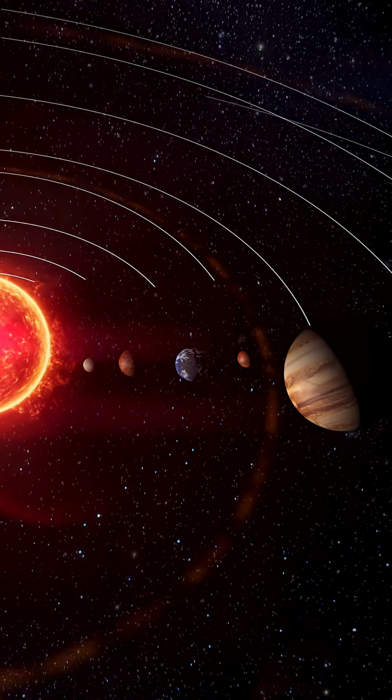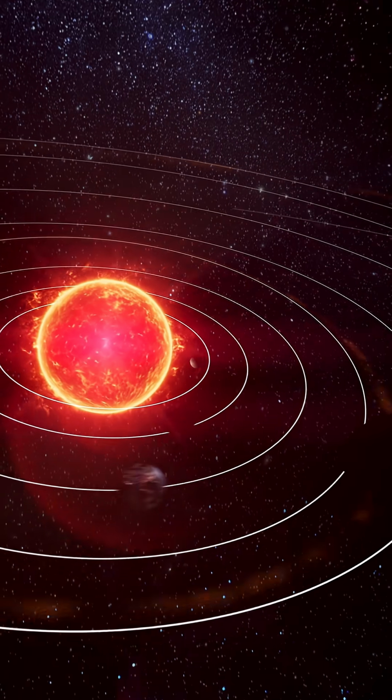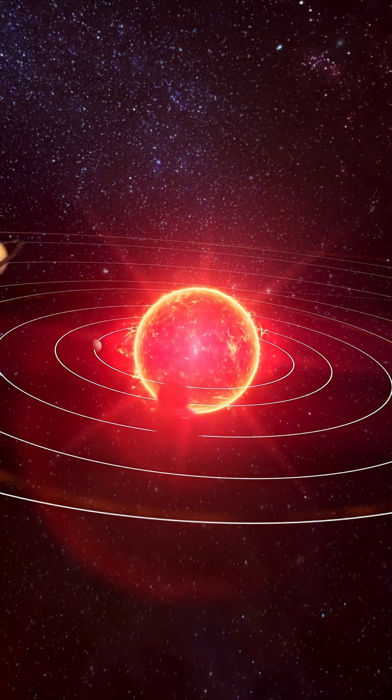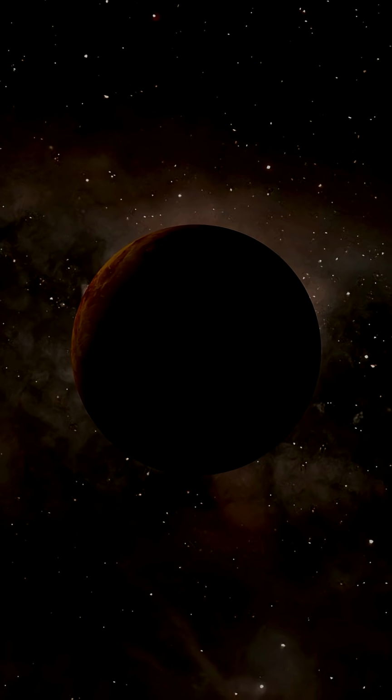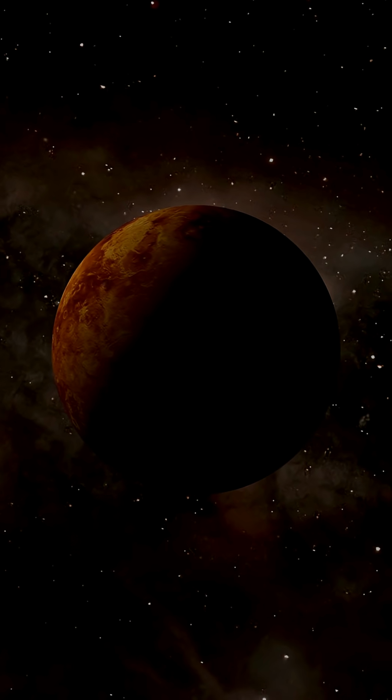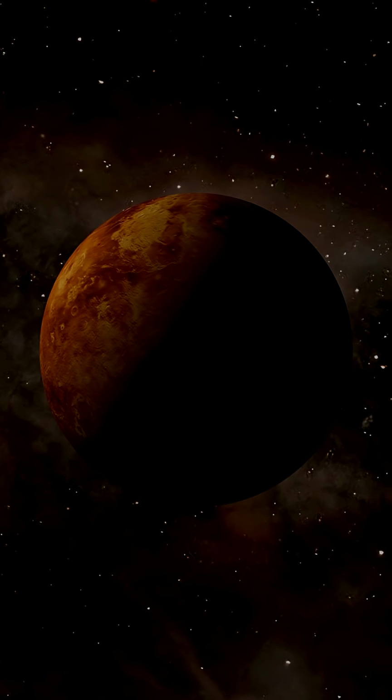The atmospheric pressure is around 90 times greater than on Earth. It would feel like having an entire ocean pressing down on you. And the clouds? They're made of sulfuric acid. The acid rain evaporates before it even hits the ground.